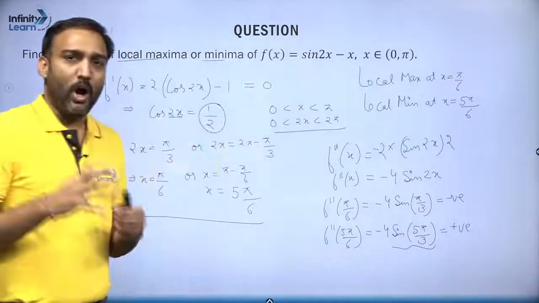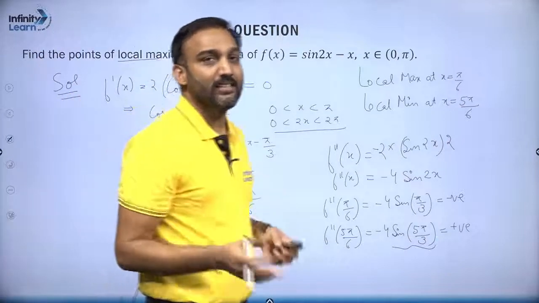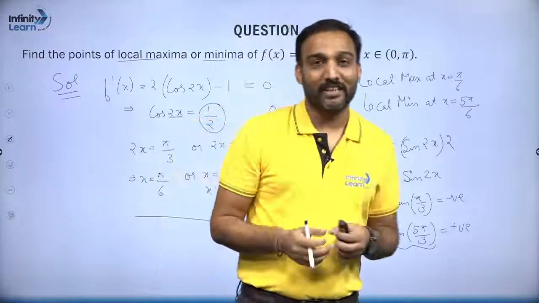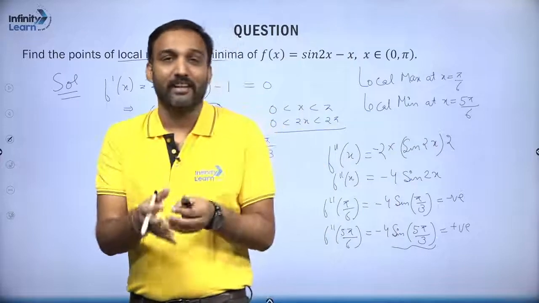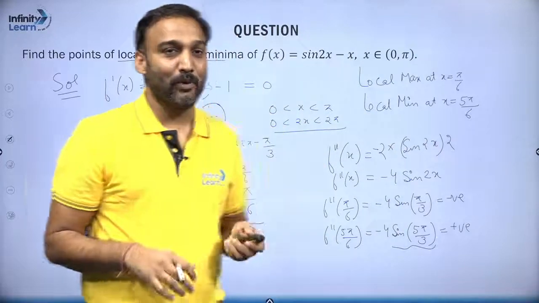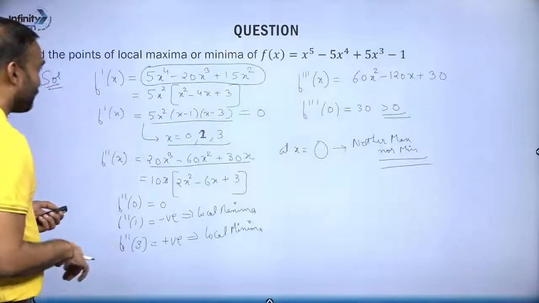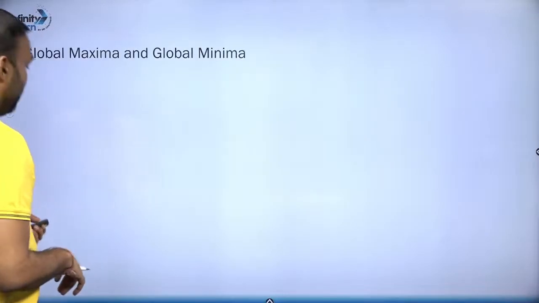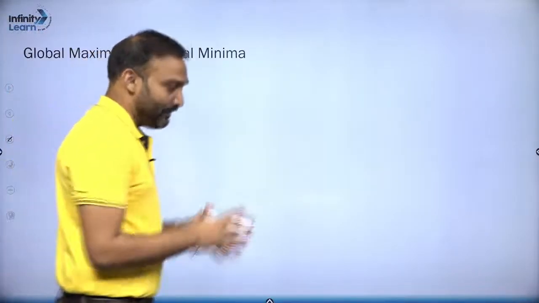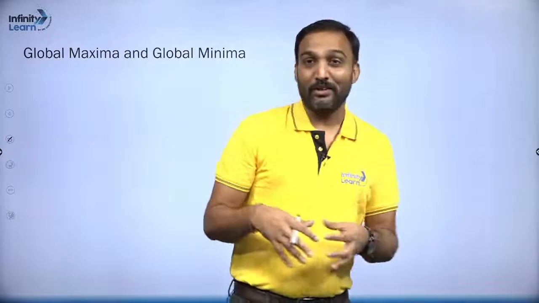So I think now you are pretty much comfortable with the nth derivative test, first derivative test, second derivative test, and their meaning and their approach. Let us move ahead. We've already solved this. So now we're done with the local maxima and local minima. So now we're talking about the global maxima and global minima.